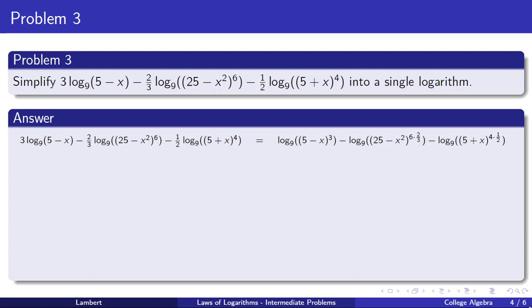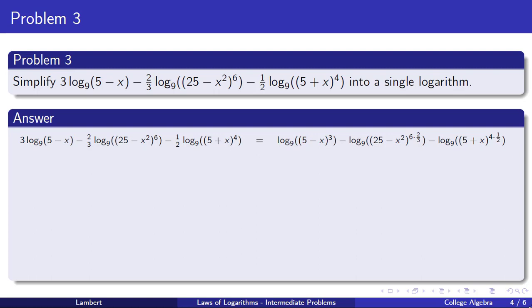So this becomes, that 3 goes up into the exponent, so you get log base 9 of 5 minus x, that quantity cubed. And then in the next one, notice you see 6 times 2/3 up in the exponent of that quantity 25 minus x squared. The reason why is when you take an exponent raised to some exponent, you can just multiply the exponents. So when we had 25 minus x squared to the 6, and we take that quantity to the 2/3, that's why you just see the multiplication there.